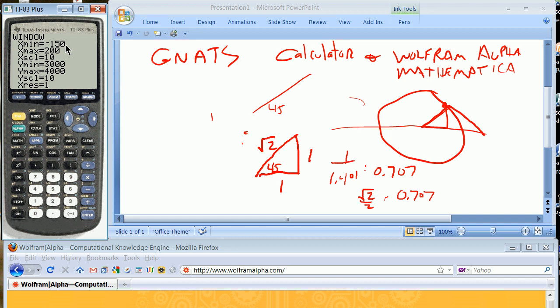a 45-degree line. From minus 150 to 150, and remember you have to use this for the minus. You can't not use the subtract key. Same thing there. And your y is going to be 100. Again with a minus to start. Minus 100. Max is 100. Y scale is 10, the resolution is 1.